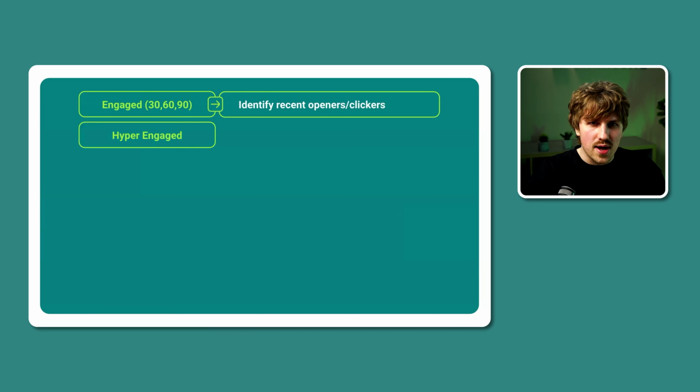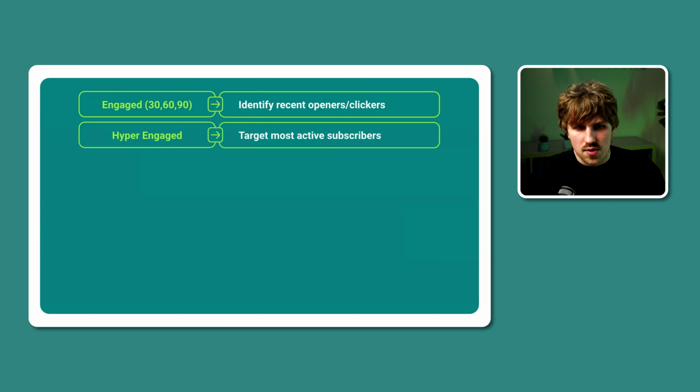Also, you're hyper engaged, so your VIPs, your inner circle. You can target most active subscribers. This one can be targeted by certain segments that we have already created for you. You don't need to do anything additionally. Just look at our rules and select most active subscribers.